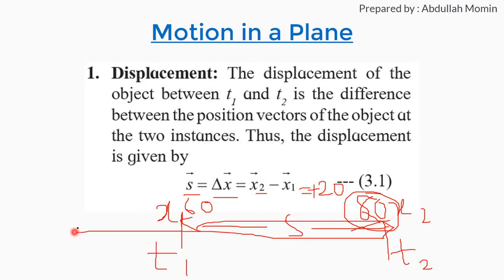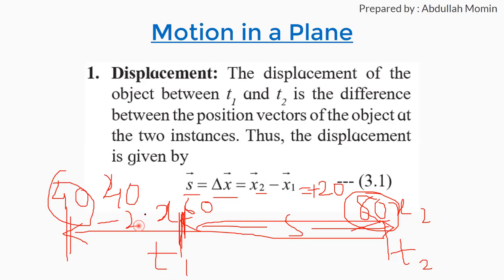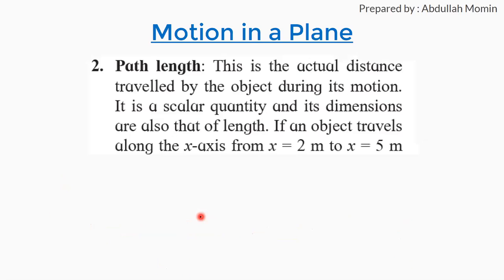And if it is moving towards the negative direction, and suppose this point is 40, it has moved from 60 to 40. So the final position is 40. x2 means 40 minus 60, we will get minus 20. So it moves in the negative direction up to 20 units. This is the displacement. It can be positive, negative, or zero.